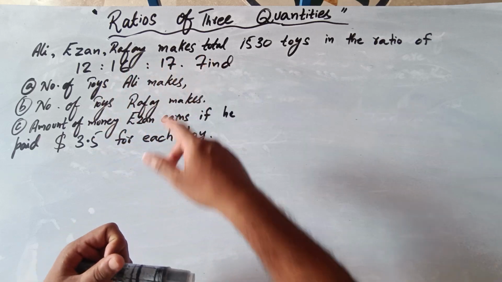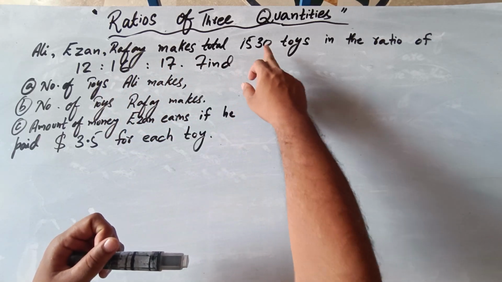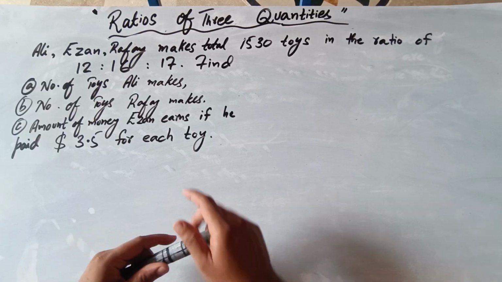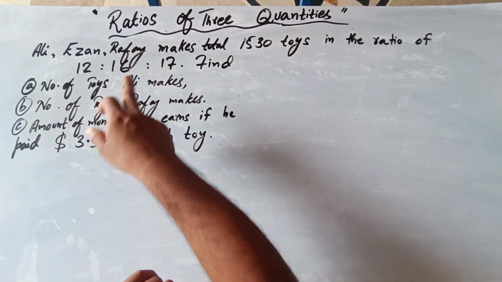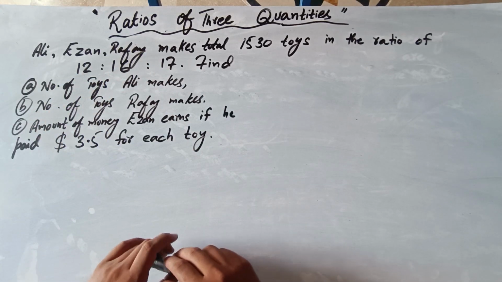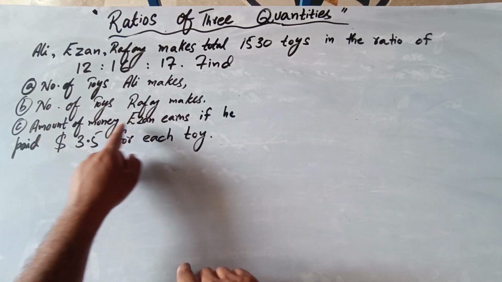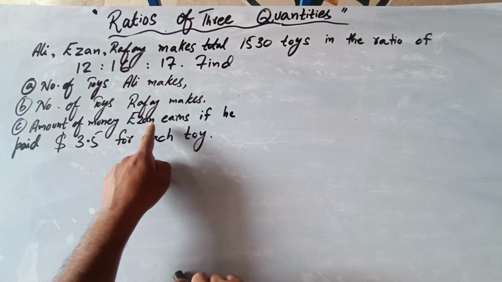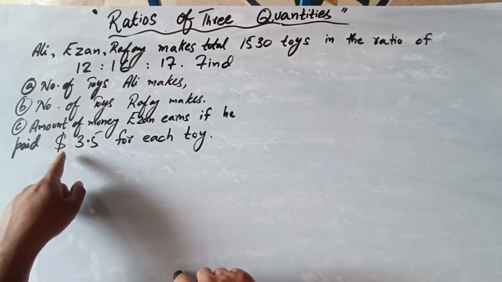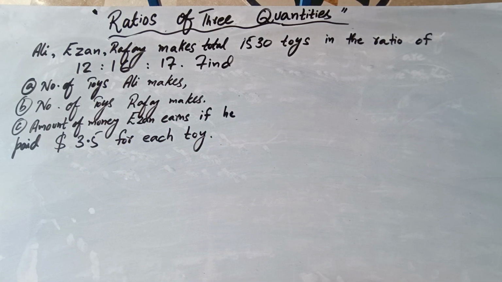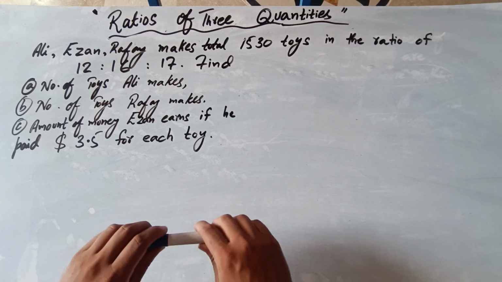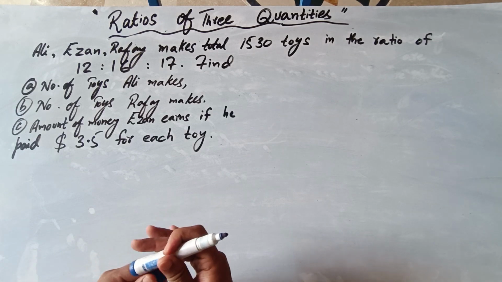Ali, Izan and Rafe make a total of 1530 toys in the ratio of 12, 16 and 17 respectively. Find the number of toys Ali makes, the number of toys Rafe makes, and the amount of money Izan earned if he is paid $3.5 for each toy. So again we will use the same formula.